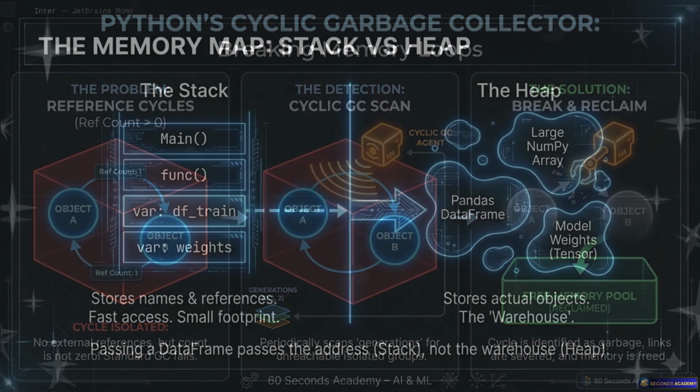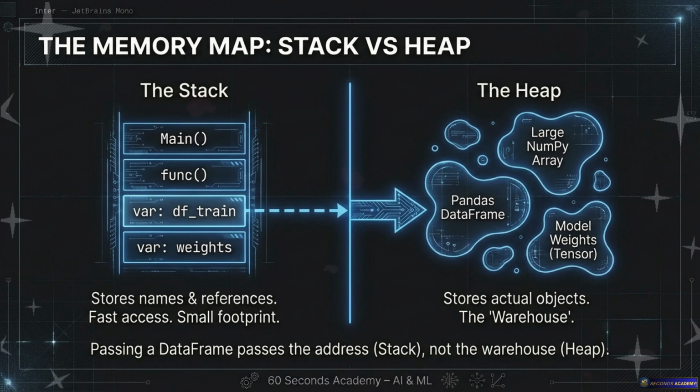You mentioned the heap earlier. Yeah. And I know there's also the stack. I feel like these terms get thrown around a lot in computer science, but let's visualize them for our listeners. What is the map of Python memory? Great question. Let's simplify it into 2 zones. Zone 1 is the stack. Zone 2 is the heap. Stack and heap, got it.